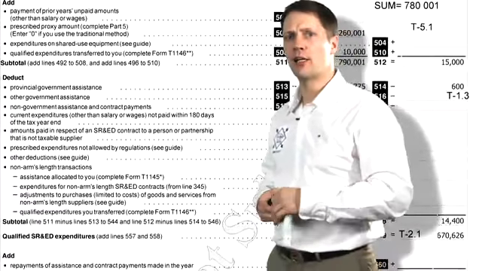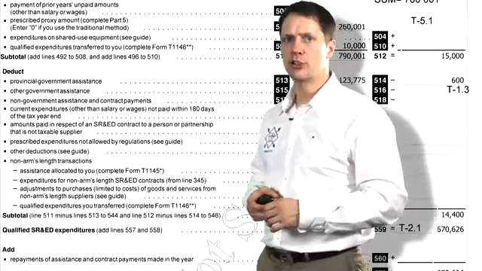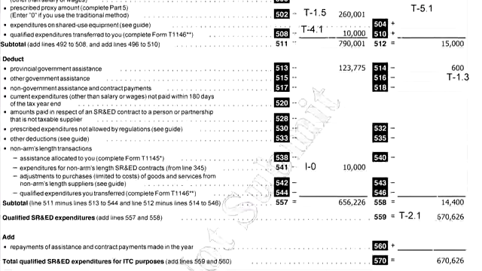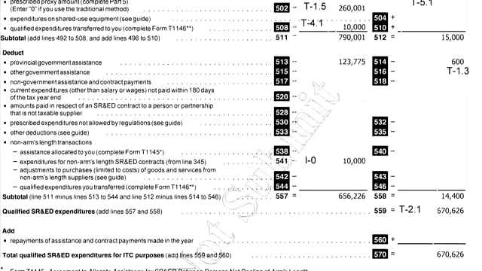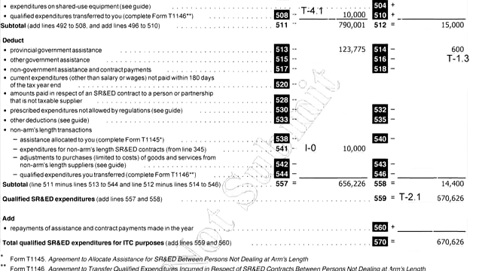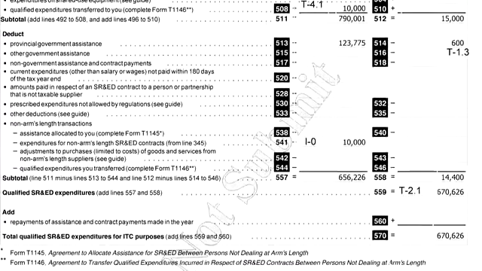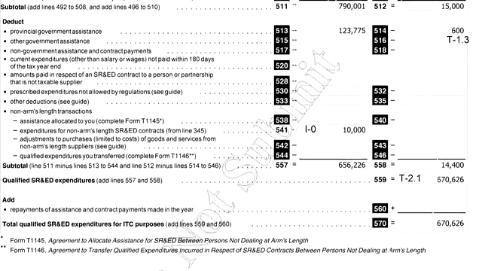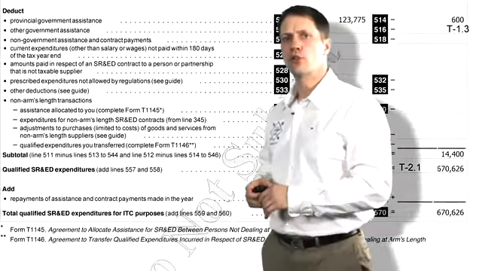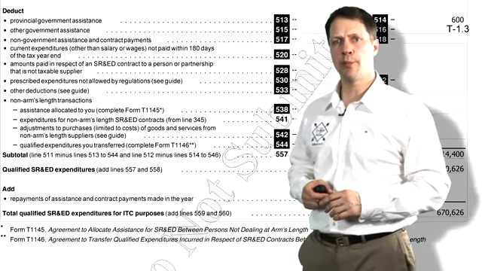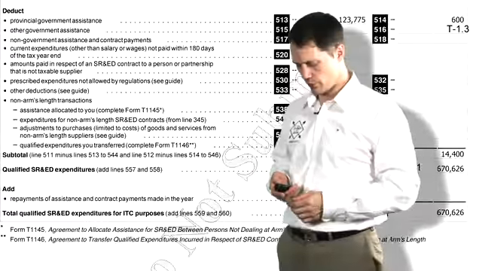So what happens is we calculate our provincial qualified expenditures on the top amount of $790,000 current, $15,000 capital. Then for the federal tax credits, we deduct the provincial assistance on lines 513 and 514 to get to our net qualified expenditures on lines 557 and 558, that being $656,000 current and $14,400 capital. Okay? Those calculations then go to T2.1, which is our Schedule 31, to calculate what would be the related credits on those expenditures.